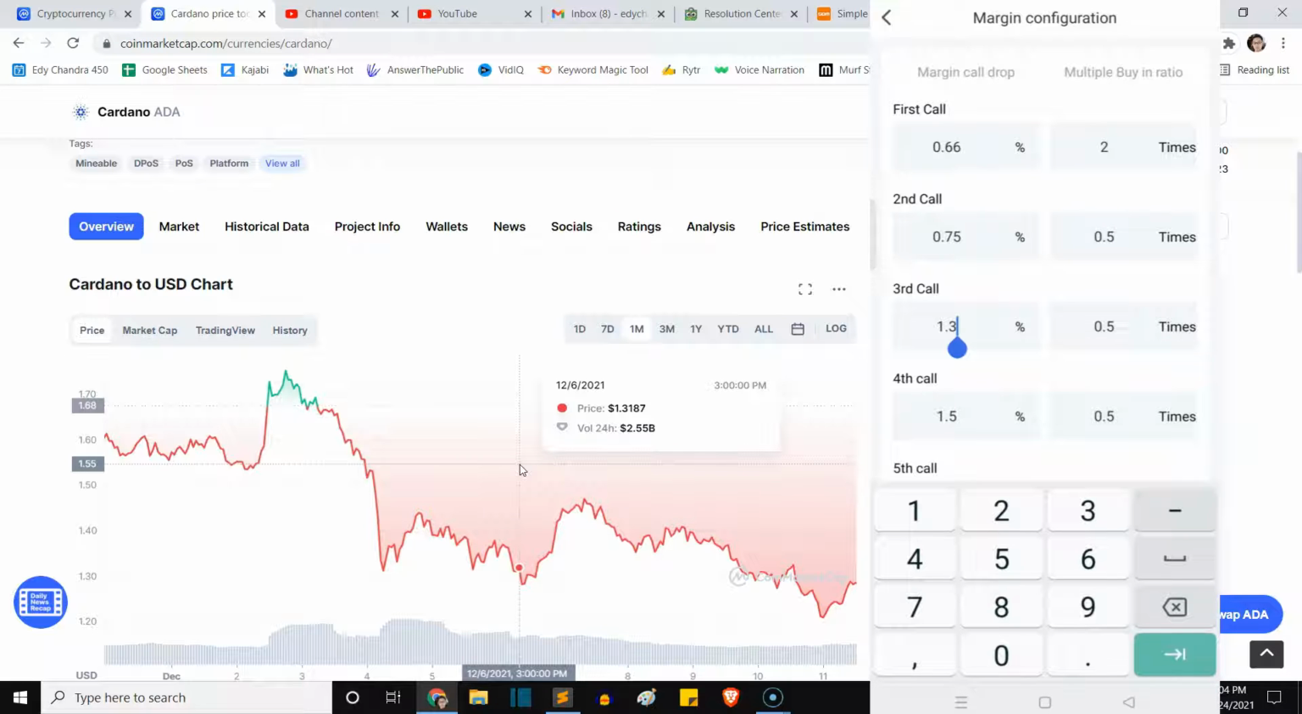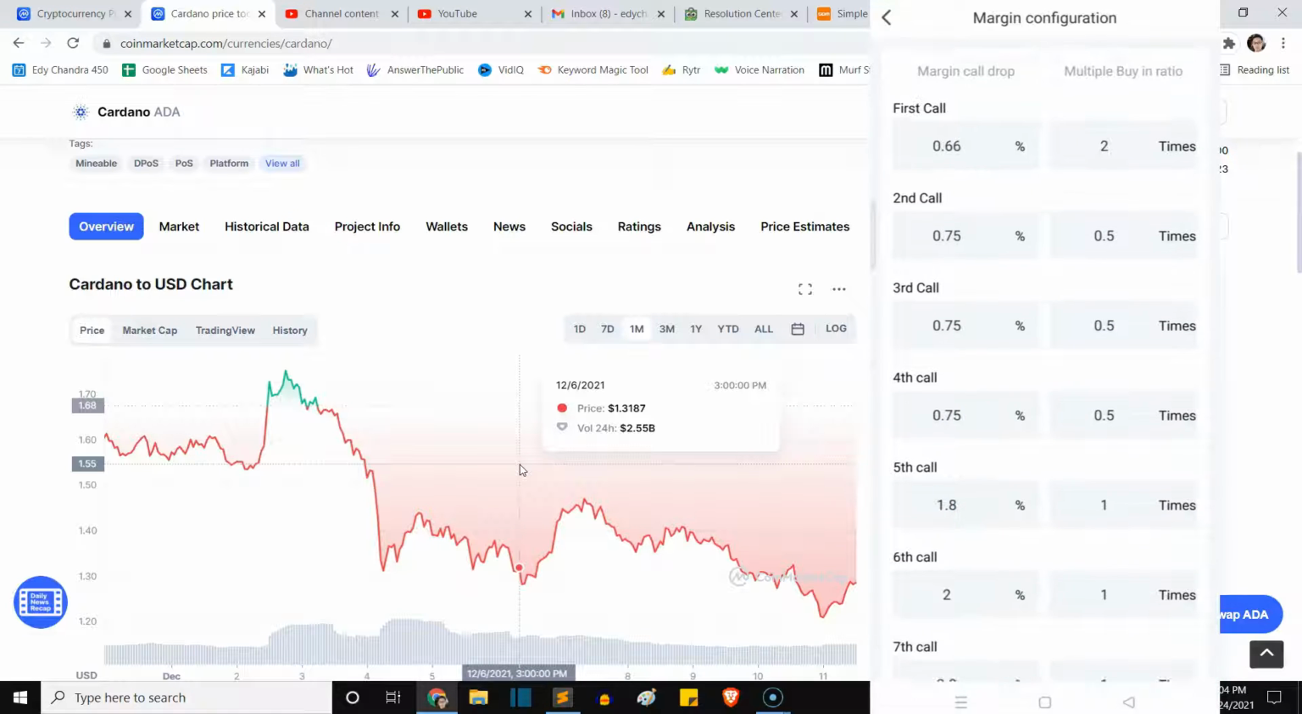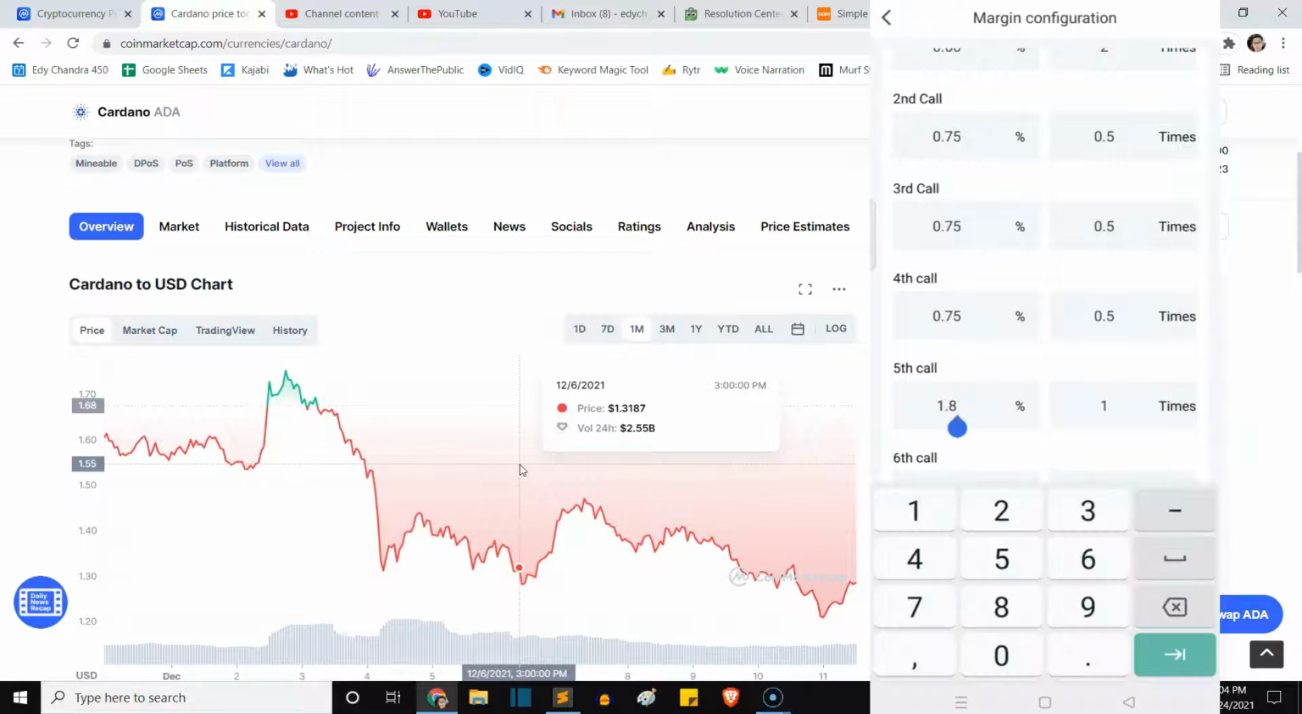And let's say if it drops another 0.75%, I will buy 0.5 again. This is the best setting. After I've joined a lot of circles, I think this one is pretty good. Again, everyone has different settings, guys. You can follow mine if you want to, or you can make your own setting. I'm just showing you how to set it up.